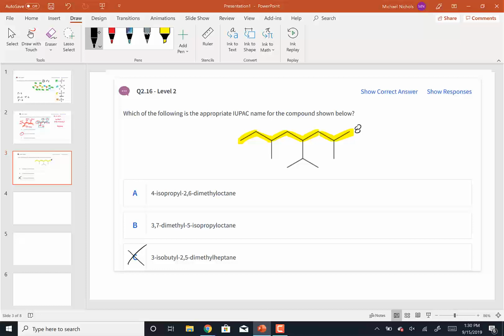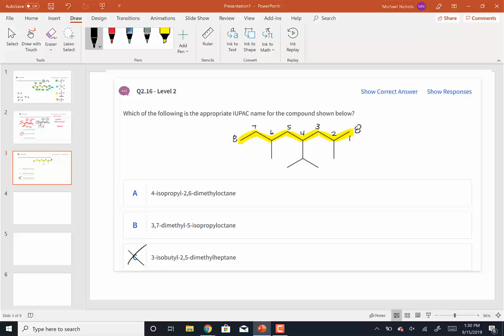Looking now at how I am going to number this: if I number from left to right, I go 1, 2, 3 to encounter my first substituent. If I number from the right-hand side, it's 1, 2. I encounter my first substituent at carbon 2, so I'm going to number this from right to left: 1, 2, 3, 4, 5, 6, 7, and 8.